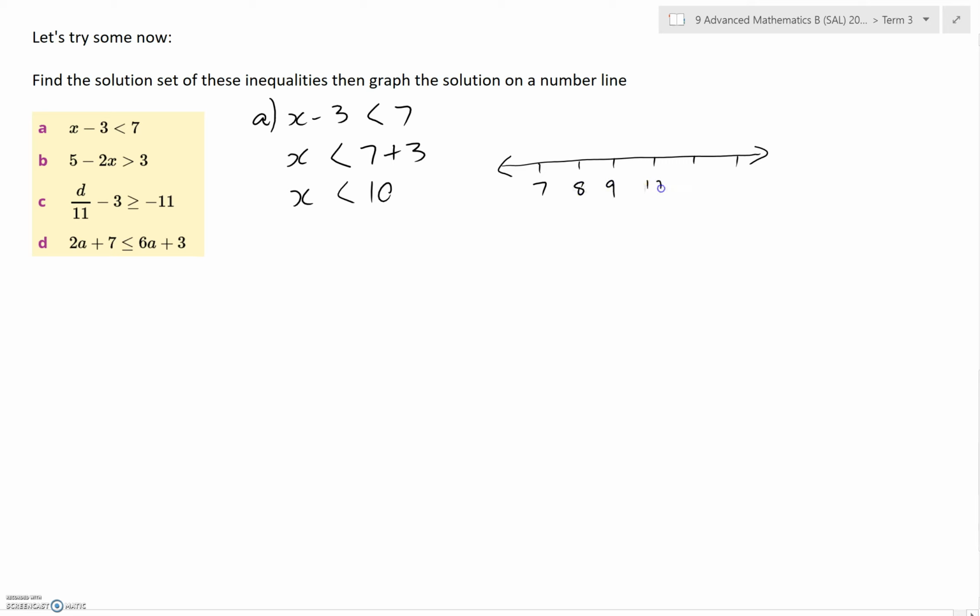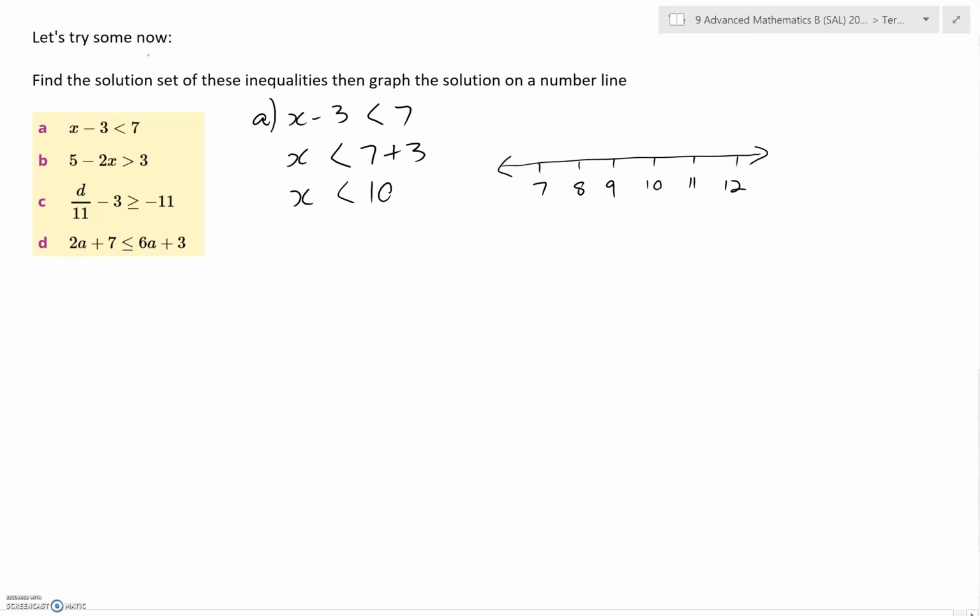Now, you don't need all parts of the number line. I only want values less than 10 here. So I'm going to plot some values either side of the answer that I want. And that's why I've chosen 7, 8, 9, 10, 11, 12. Okay, now I'm going to change to a red pen. You don't have to do this.